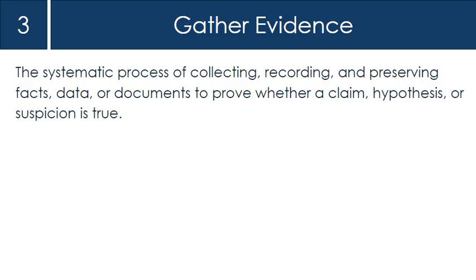Step 3. Gather evidence. Effective CAPA decisions should be based on evidence rather than assumptions. Evidence gathering is the systematic process of collecting, recording, and preserving facts, data, or documents to prove whether a claim, hypothesis, or suspicion is true. It replaces guesswork with verified information to support decisions, investigations, or legal cases.